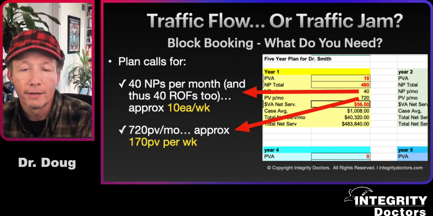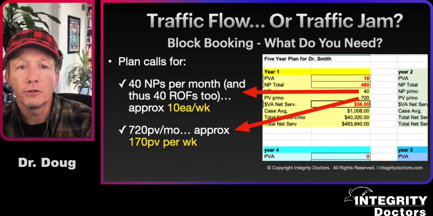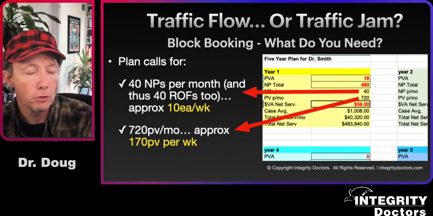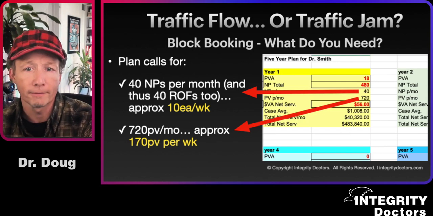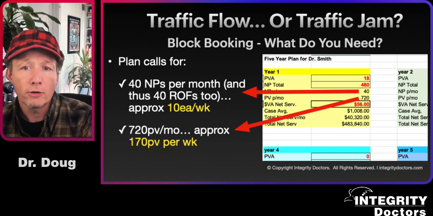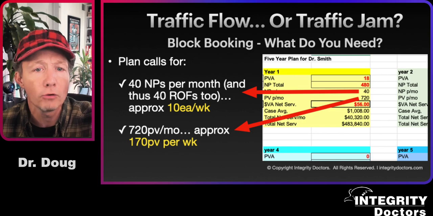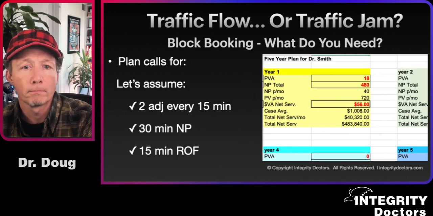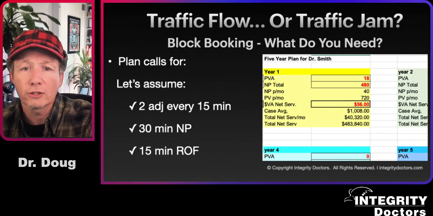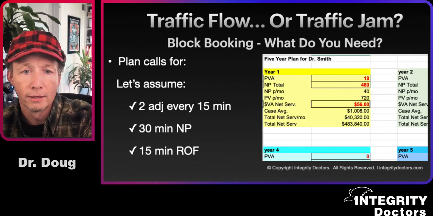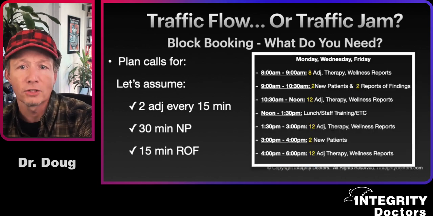Well, I pulled up a pretend 5-year plan here for us to look at. In the first year, this pretend plan calls for 40 new patients. Pretty practical. By the way, if we do the math on that, that's about 10 a week. And it calls for 720 patient visits a month. Again, very practical. That comes down to 170 patient visits per week. So you guys, I'm going to take it easy on you. Let's assume 2 adjustments every 15 minutes, not even 3. Let's assume the 30-minute new patient and 15-minute report of findings.